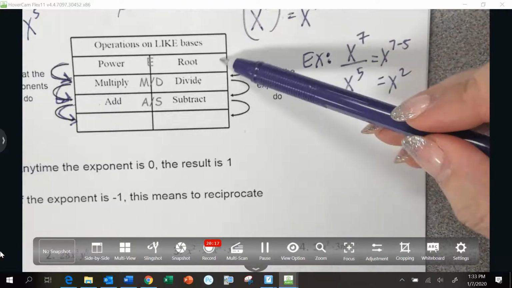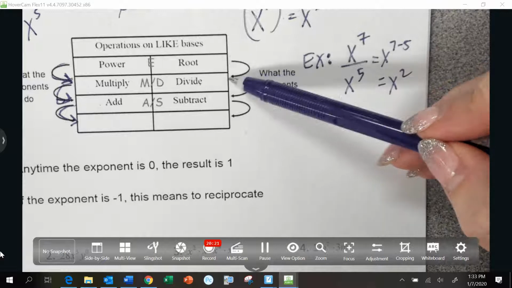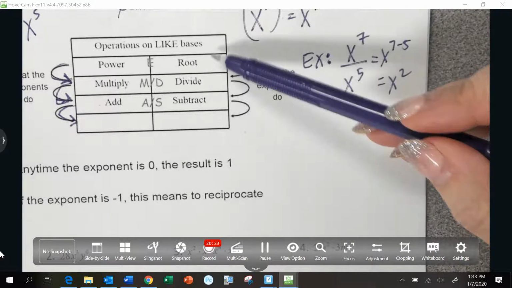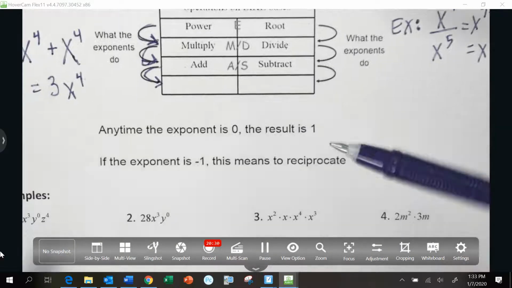And if I'm doing a root, which you don't know how to do yet, what do I do to the exponents? I divide them. But we don't know how to do that yet. We'll cover that when we actually start chapter 5. Okay, so that's how you use this chart.